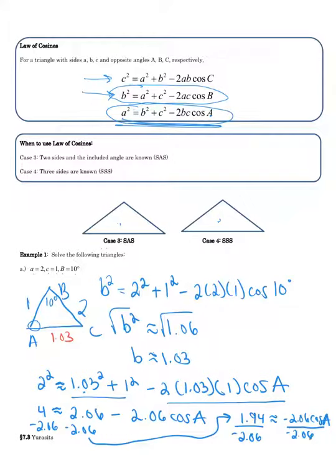Really need to work on writing smaller. I'm going to go up here now. 1.94 divided by negative 2.06 is negative 0.94, which is approximately cosine A. Now remember, to find an angle, you have to use the inverse. So inverse of negative 0.9, whoops, not that. Let's go ahead.